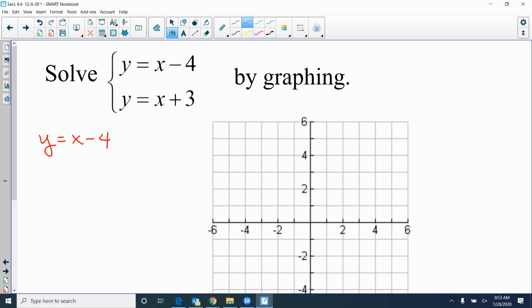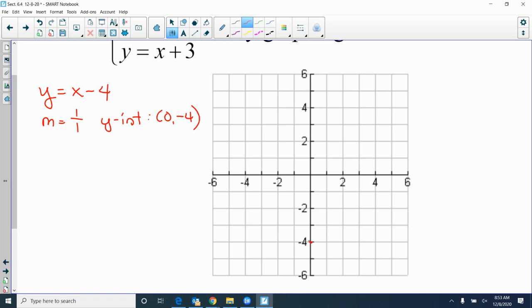George, what's the slope? Do you know? 1. It's the number in front of the x. If there's no number written, it's 1, or you can think of it as 1 over 1. Y-intercept, London, any idea what the y-intercept is? Negative 4. So it's (0, -4), and that goes right here. Slope is 1, up 1 over 1, and it's positive.